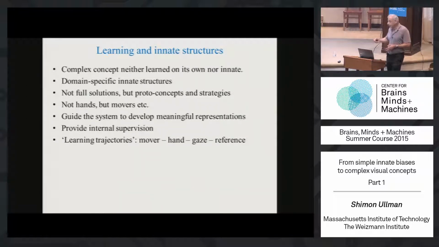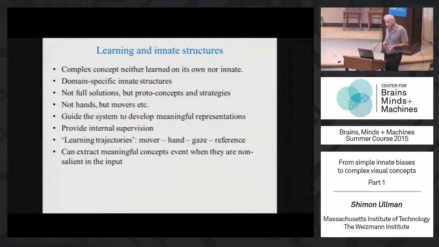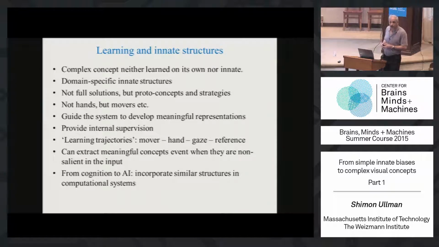So there are these kinds of learning trajectories, like mover, hand, gaze, and reference in language, which are natural trajectories in which one thing leads to another and help us acquire things which would be very difficult to extract otherwise. As I mentioned at the beginning, I think that there are some interesting possibilities for AI: to build intelligent machines by not thinking about the final intelligent system, but thinking about a baby system with the right internal capacities, which will make it able to then learn.